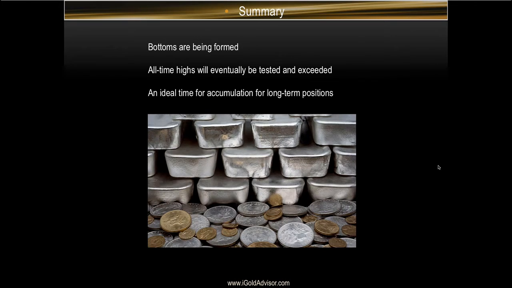So just to look at the summary here, we are again forming these bottoms. The all-time highs will eventually be tested, and my prediction is that they will be exceeded. But again, we're talking about a 5 to 10 year time horizon. So what this represents for individual investors is an ideal time to accumulate your long-term positions.